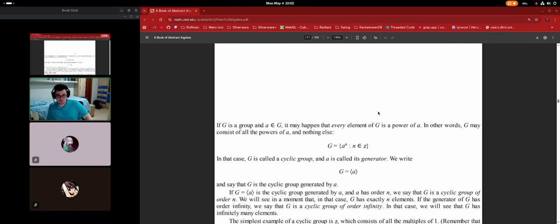If G is a group and A is contained in G, it may happen that every element of G is a power of A. And then, can somebody refresh my memory? Does being a power of A in this context mean applying the function of the group that many times, or am I tripping? Well, it is applying the function, but it's actually that many times plus one, because you're counting the number of A's, not the number of applications. Sure thing, but being a power of A means applying F that many times.